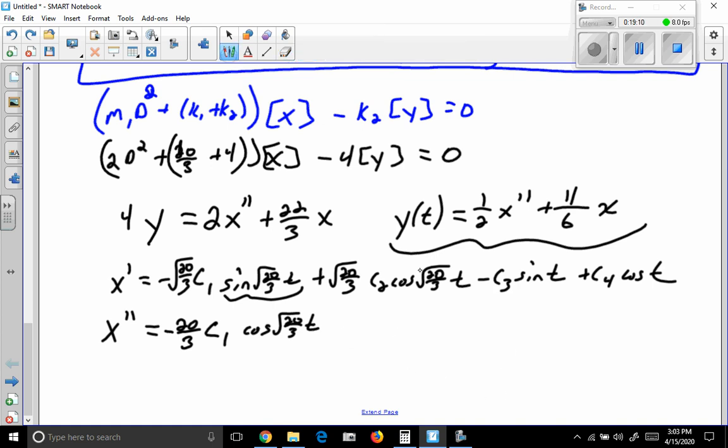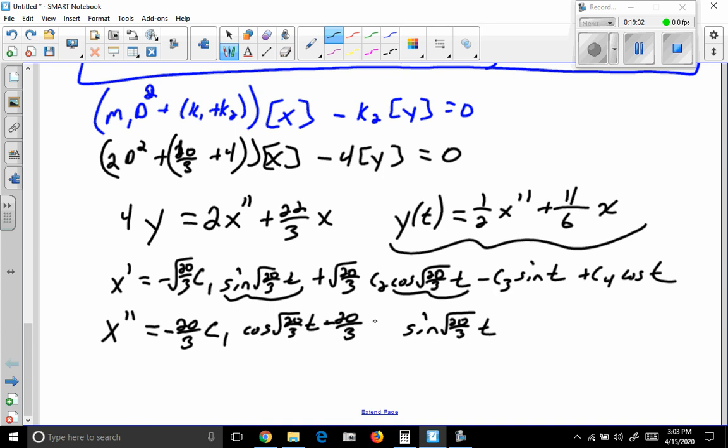Same thing here. When we take the derivative of that, we're going to have minus sine of root 20 over 3 times t times the derivative of the inside. The derivative of this inside is the square root of 20 over 3, so we're going to have 2 of those out front, which makes just 20 over 3. When we take the derivative of sine, that's cosine. When we take the derivative of that, that's minus sine. So that's our second derivative.